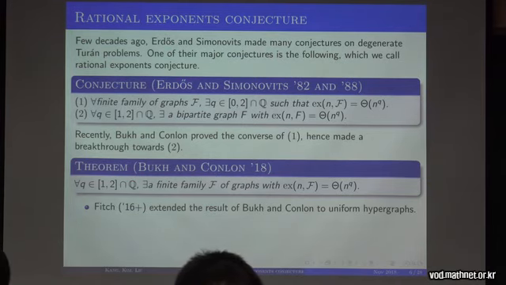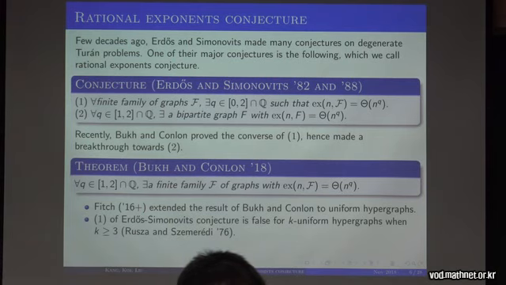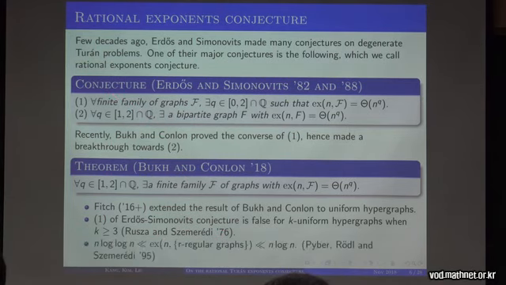And the first conjecture of Erdős and Simonovits is false for k-uniform hypergraphs when k is at least 3. So for hypergraphs, Ruzsa and Szemerédi disproved the Erdős and Simonovits conjecture when k is at least 3.